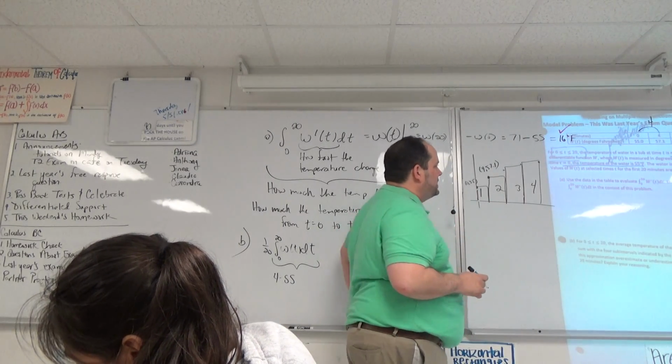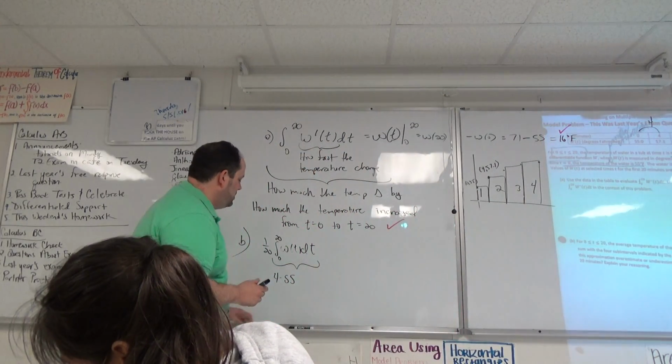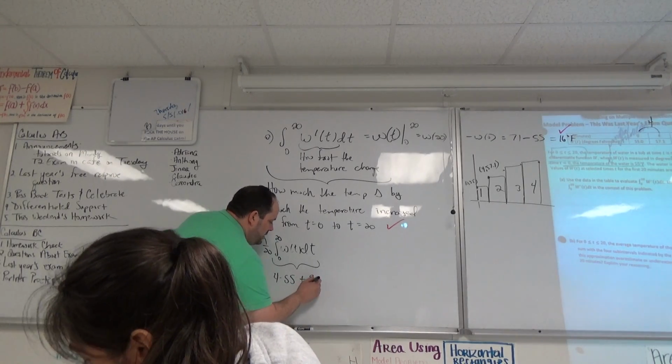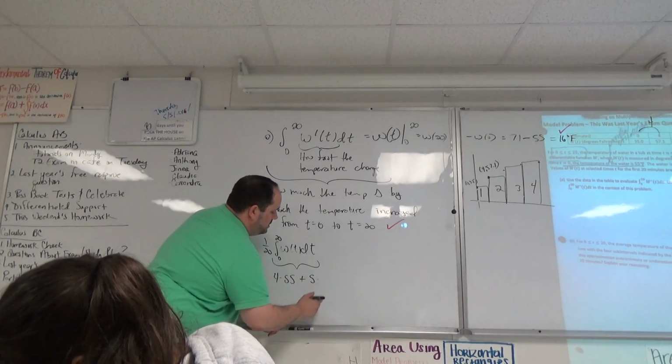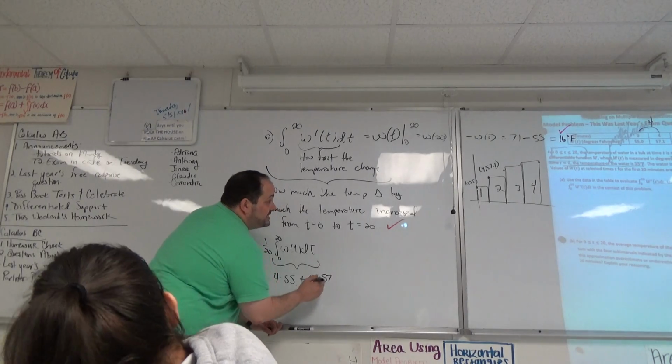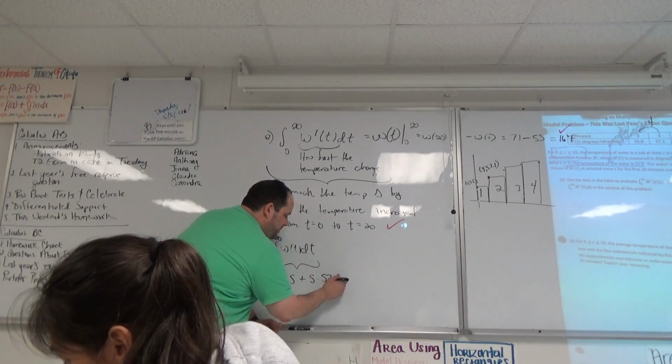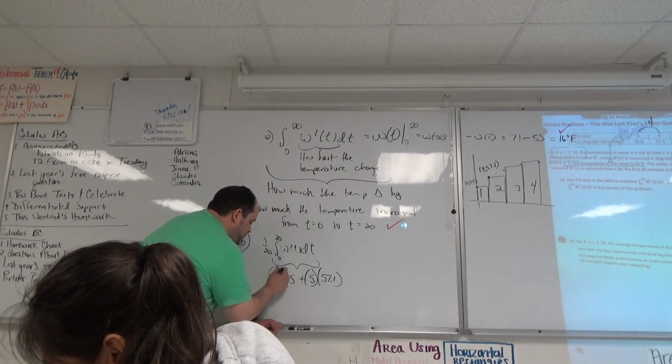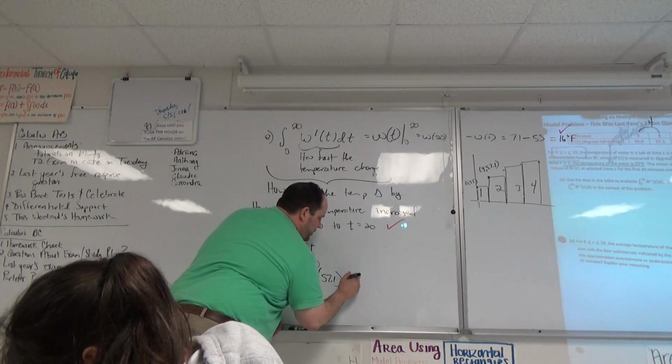Alejandro, tell me about the second rectangle. How wide, how tall? It's going to be 5 for the width. And 57.1 for the height. Thank you very much. Okay, so we've got 4 times 55 and 5 times 57.1.